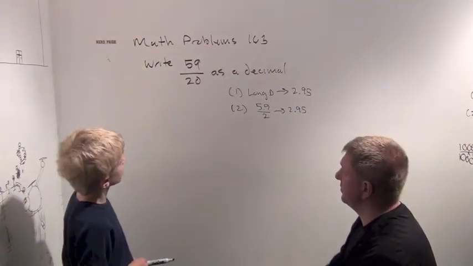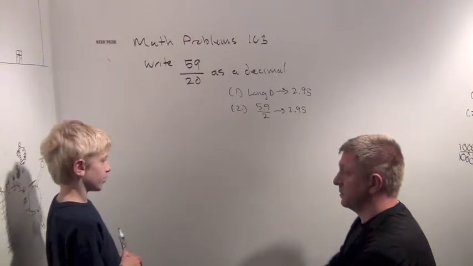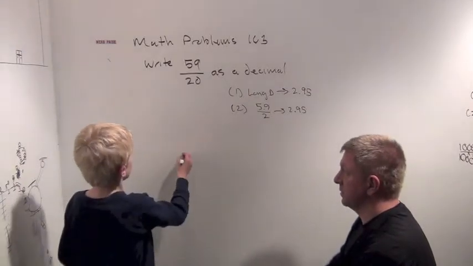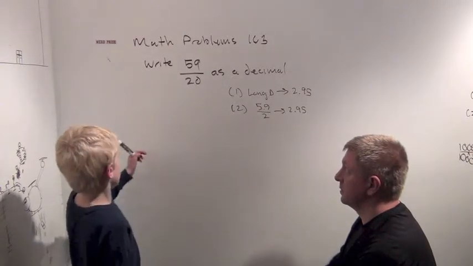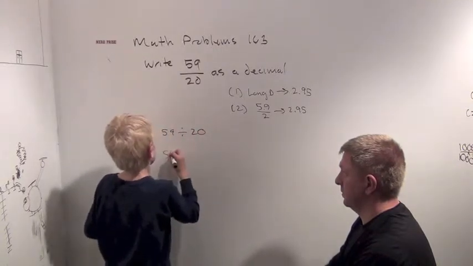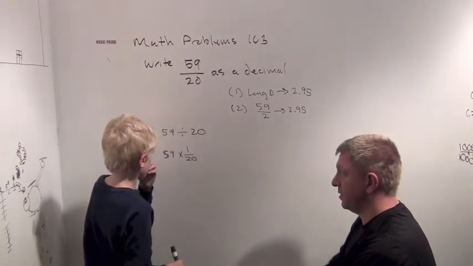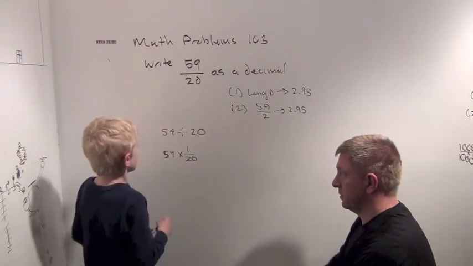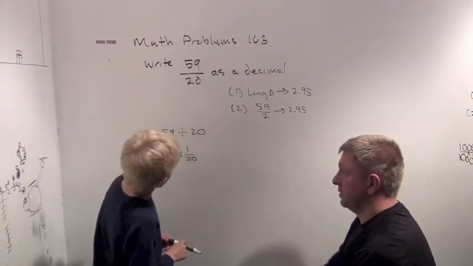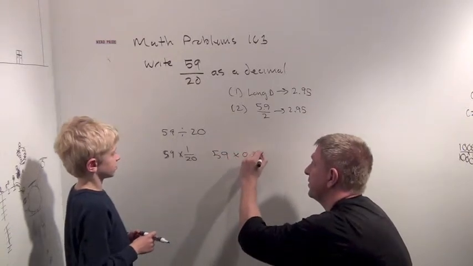Is there a way where we're not doing division that you can think of? Well, we could multiply in some way. Okay, how could we multiply? Well, 59 divided by 20, and then we could do 59 times 1 over 20. Okay, and how does that help us? Well, you're multiplying now. Yeah, we are multiplying, but do we know what 1/20th is as a decimal? It's 0.05. Ah, okay, so this is 59 times 0.05.